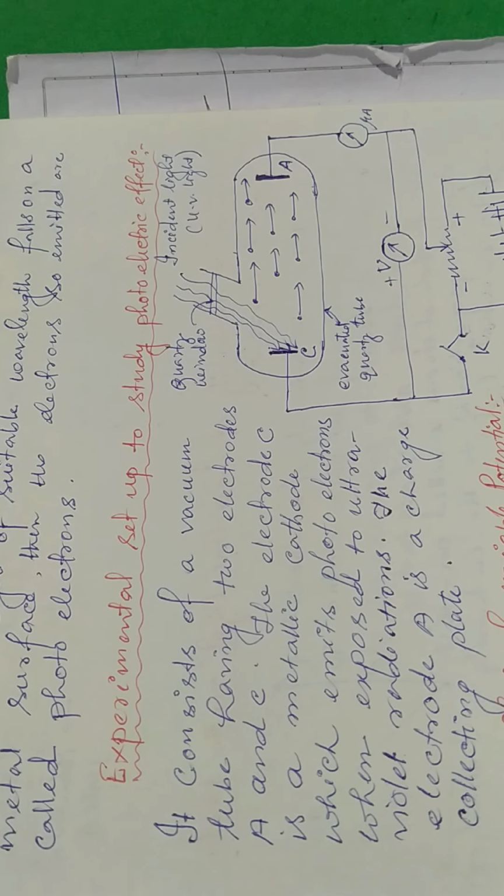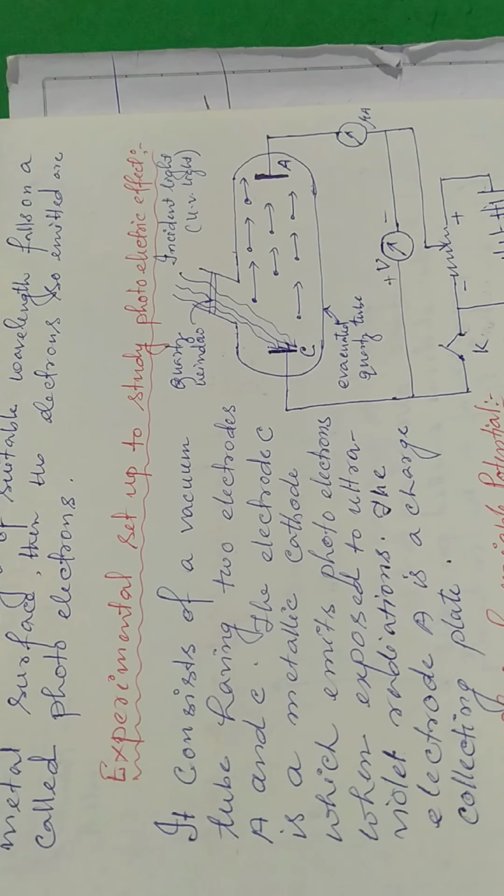From all these observations, it was concluded that when radiation of suitable frequency falls on a metallic surface, electrons are emitted. This phenomenon is known as the photoelectric effect. The electrons emitted by the metal surface are known as photoelectrons. The electric current constituted by photoelectrons is known as photoelectric current. Thank you.